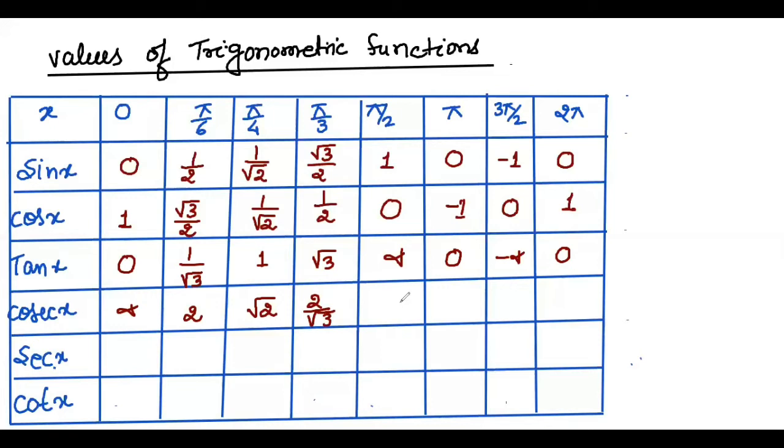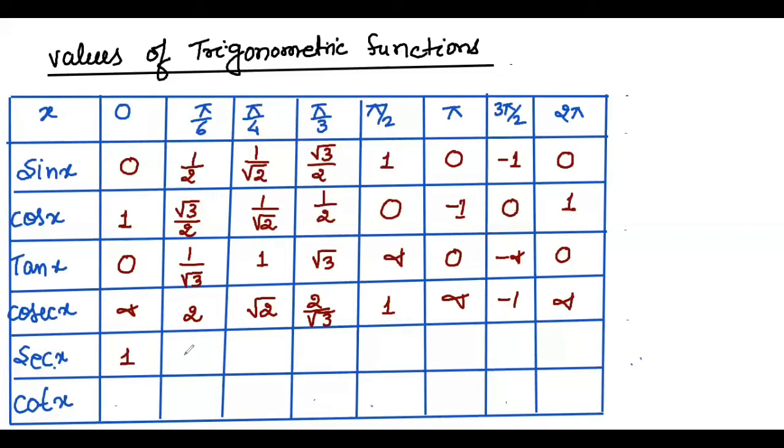So cosec of pi by 3 is 2 by root 3, cosec of pi by 2 is 1, then cosec of pi is infinity, cosec of 3 pi by 2 is minus 1, and cosec of 2 pi is infinity. Sec x is 1 by cos x, so according to that it is 1.